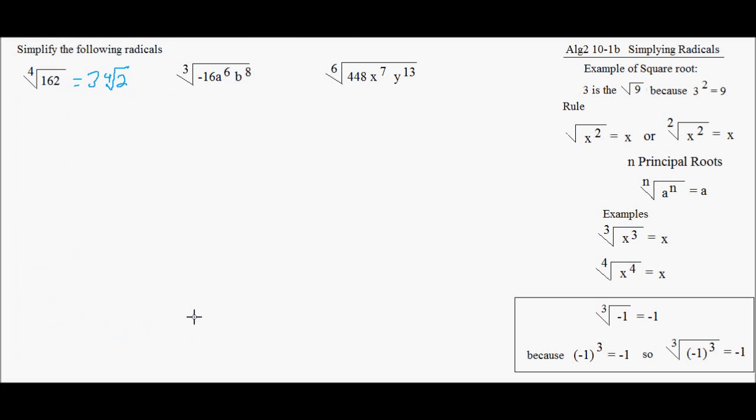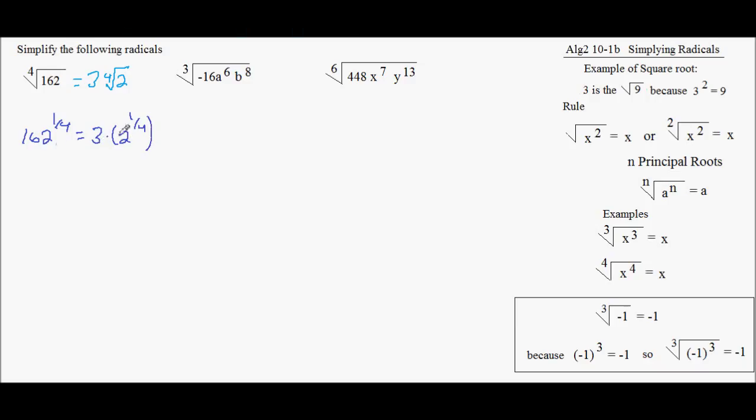I'm going to talk about the way you do this on a calculator. I can use what we call fractional exponents. 162 to the 1/4 power is the same as the fourth root, and we'll get to that later. And this is like 2 to the 1/4 power.